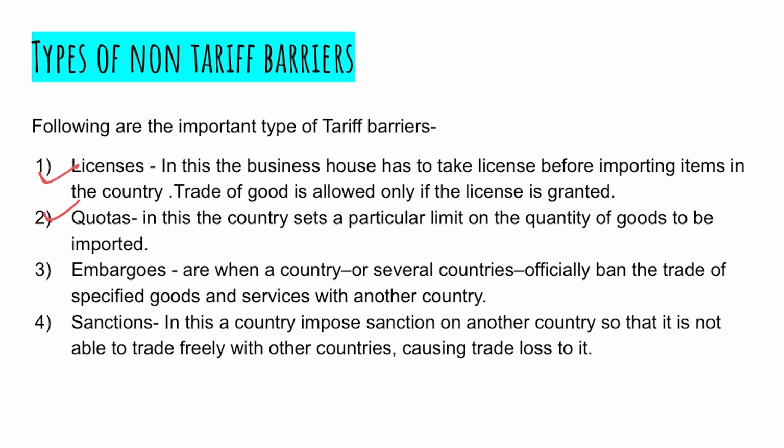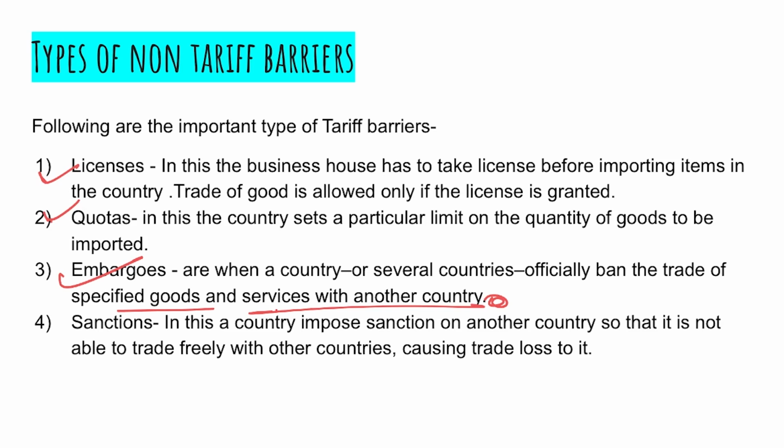Third is embargo. This is when a country totally restricts trade with another country. Let's suppose India severs all ties with respect to import and export with Pakistan. That is an embargo, when a country or several countries officially ban the trade of specified goods and services with another country. For example, India and Pakistan usually resort to such practices when some kind of attack or war is going on between the two countries.